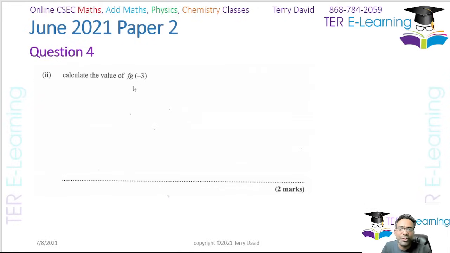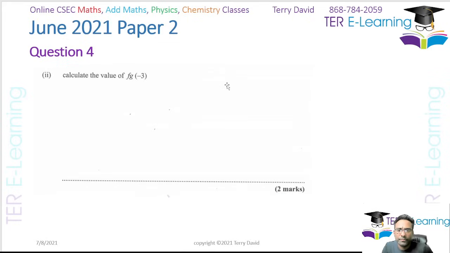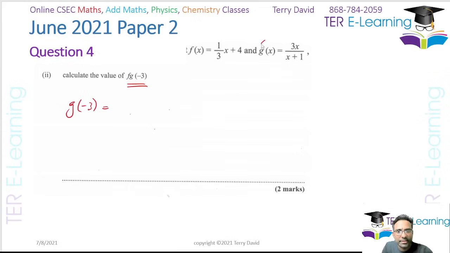Calculate the value of fg of minus 3. Now, let's see what my functions are. So f of x is 1/3 x plus 4. Let me just copy this instead of writing this over. Alright, so this is what we have here. So this is a composite function. What I would do is work out g of minus 3 first. So I'm working out g of minus 3, and I'm going to plug this into the function g here.